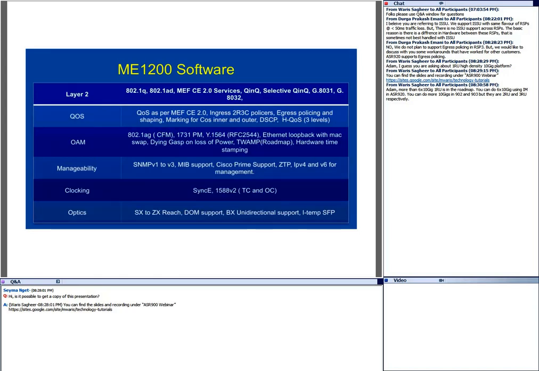And this is just the software. What are the different types of features that we support on ME1200? Like I said, it's completely Layer 2 focused, which is actually required for a NID, and that's what we have worked on.